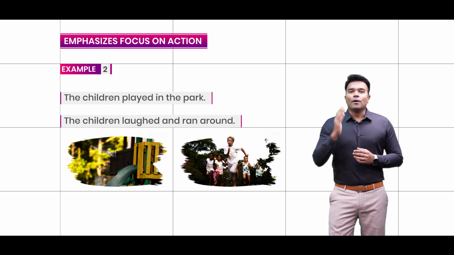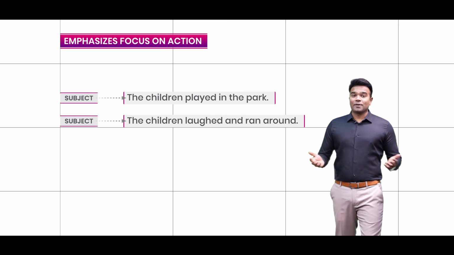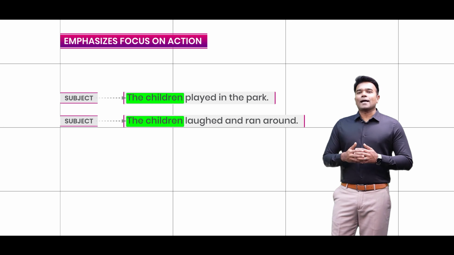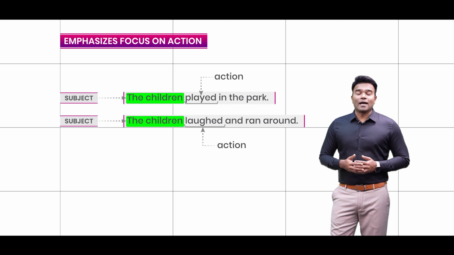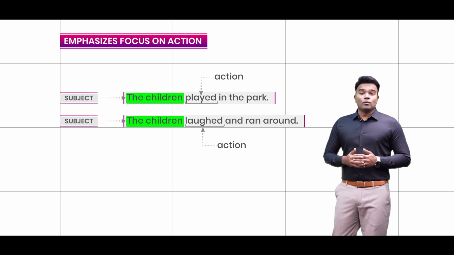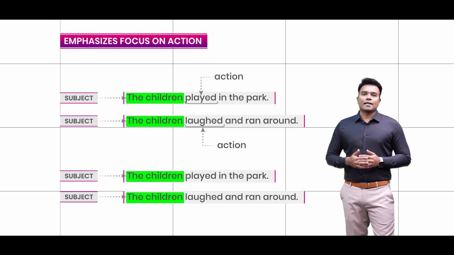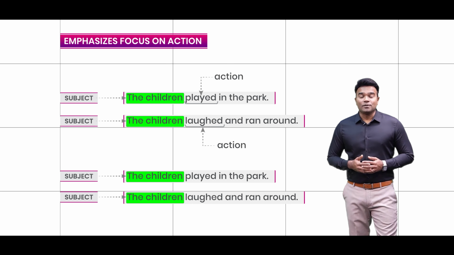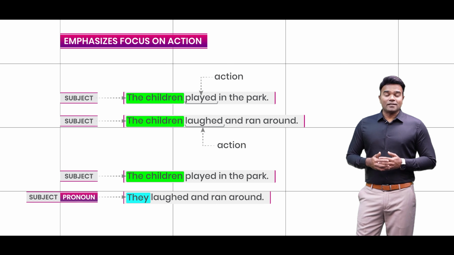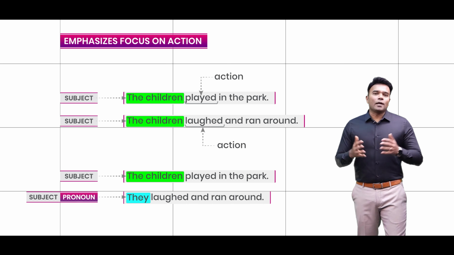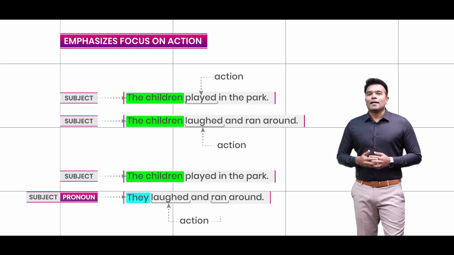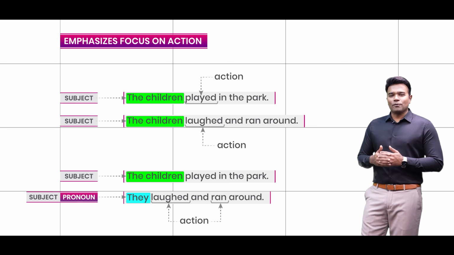Well, again here you can notice that the sentences have been framed in such a manner that the focus is on the children rather than the action of playing and laughing around in the park. What I mean to say is that if I replace "the children" in the second sentence with the subject pronoun "they," then the sentences "The children played in the park. They laughed and ran around" shift the focus from the children to the action of laughing and running, and this definitely is a better way of framing sentences.